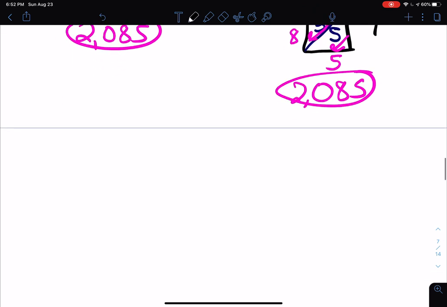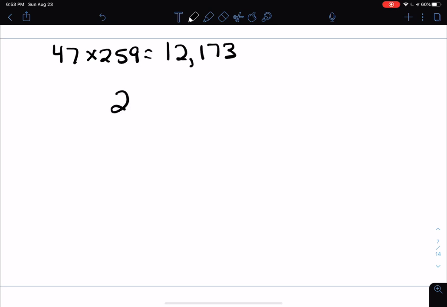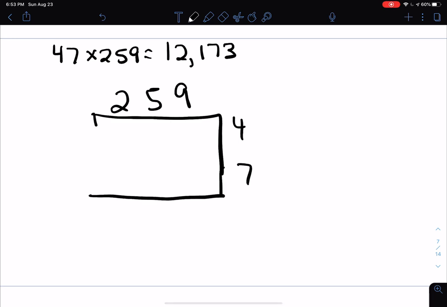Okay, let's do an example with a few more digits than that. Let's do 47 times 259. If I put it in my trusty calculator, I know I should get 12,173. But let's do it with this galley method and see what happens. I like putting the longer number across the top. I just feel more comfortable doing that. You don't have to, but you can do it the other way. You can do 47 across the top, 259 down the side. Totally up to you.